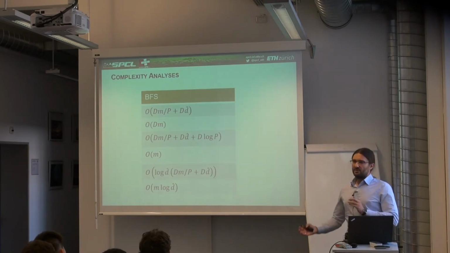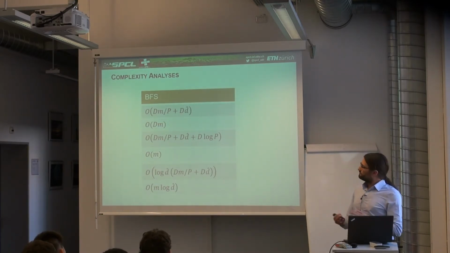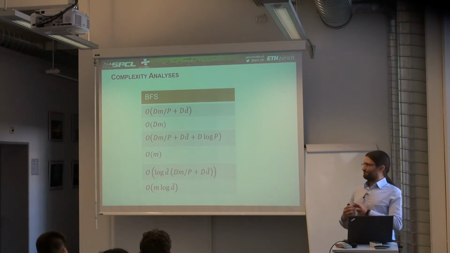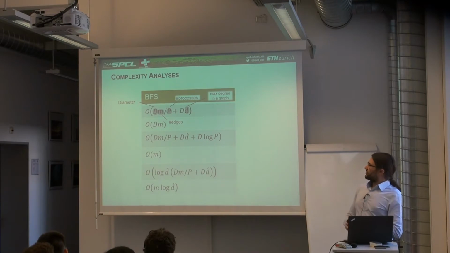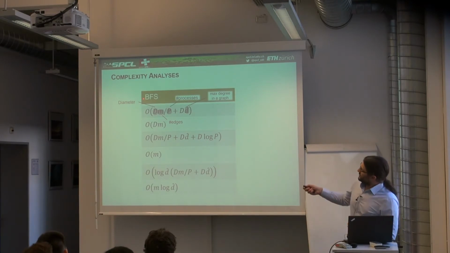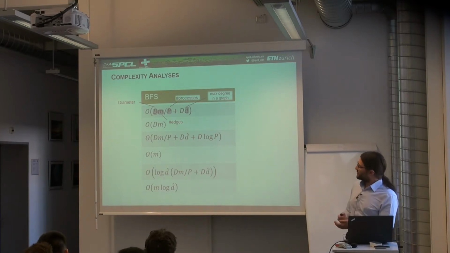And then there is a different class of algorithms that has somewhat different differences. So for BFS, this time we also have the diameter. We have, again, the number of edges M, the number of processors P, and the maximum degree in a graph. And it turns out that in the pulling approach, which is in these two upper parts, the complexities depend heavily on the diameter, while in the pushing approach we have this diameter, but to a lesser extent.